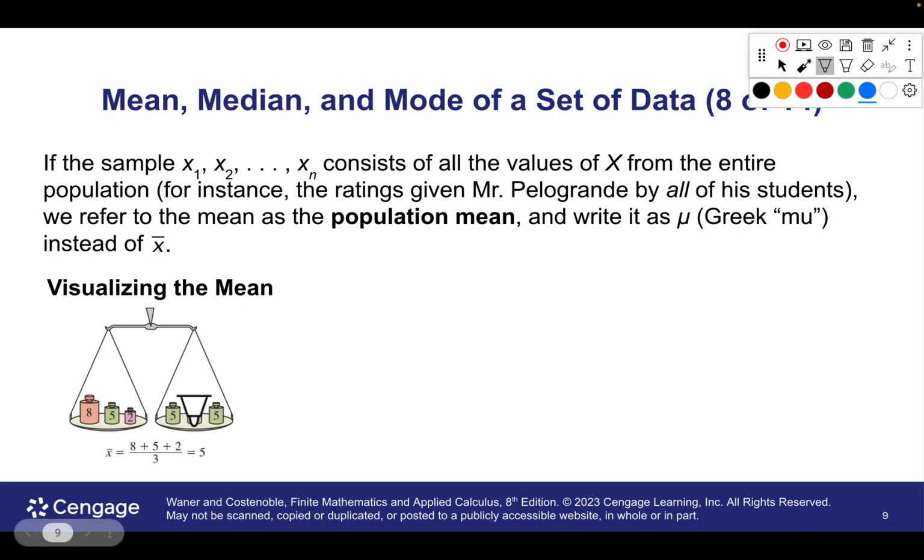And that's kind of a picture of what the middle means. Once we've got the average, we could think of it as every piece of data could be that amount. That's an average.